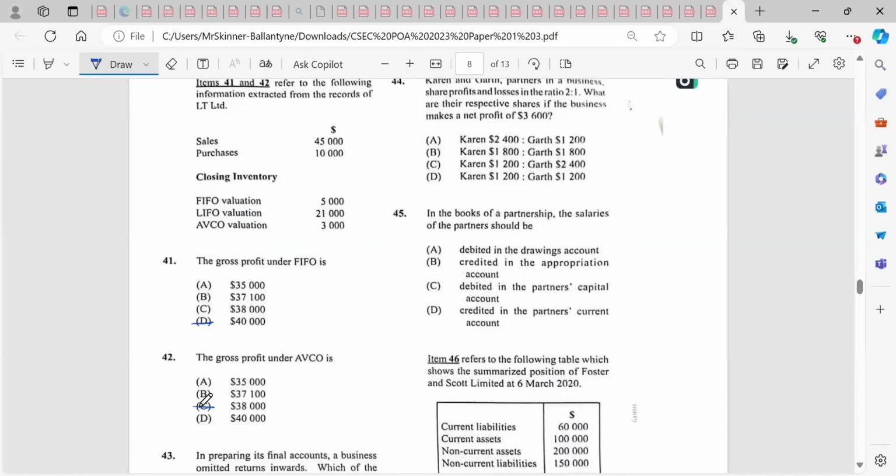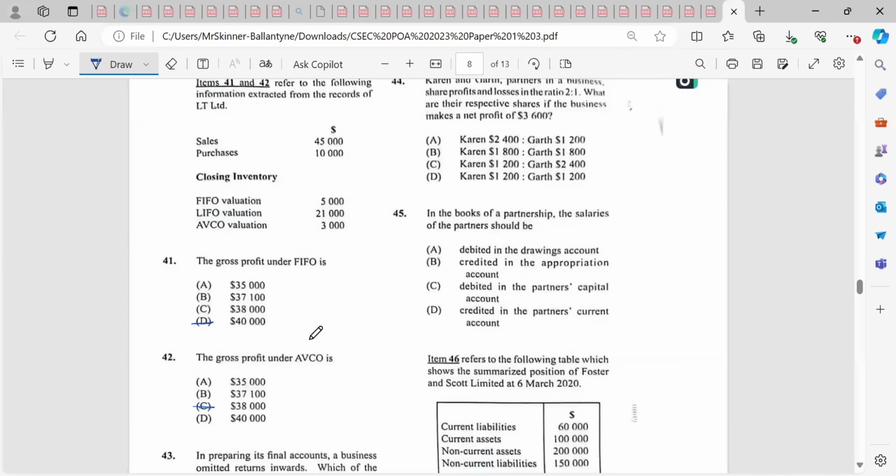Why did you not use the purchases in the calculation? I did. I used purchases to calculate my cost of goods sold. Cost of goods sold is opening stock, add purchases, minus closing stock. It doesn't have any opening stock, so I'm just using purchases minus closing stock. In the first one, using FIFO, I used my purchases of 10,000 and subtracted my closing stock of 5,000 to calculate my cost of goods sold. 10,000 take away 5,000 is 5,000. Now that I have my cost of goods sold, I can calculate my gross profit: sales take away cost of goods sold. And that is how I got D.